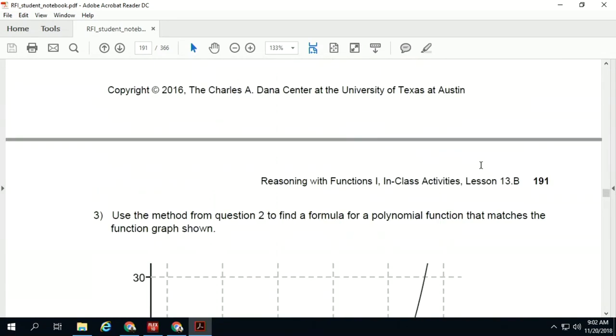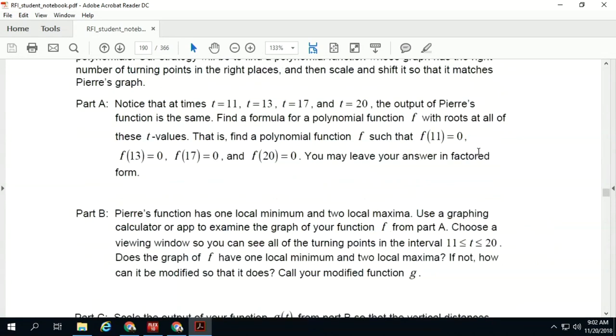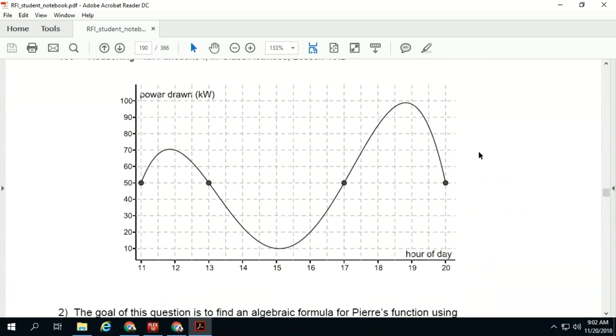On page 190, it gives us this graph right here. So the first thing that we did yesterday is we kind of sketched that graph, and we're looking at making some decisions about it. So what we're doing is from graph to function.